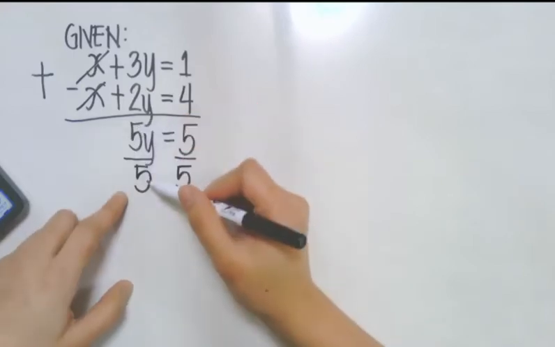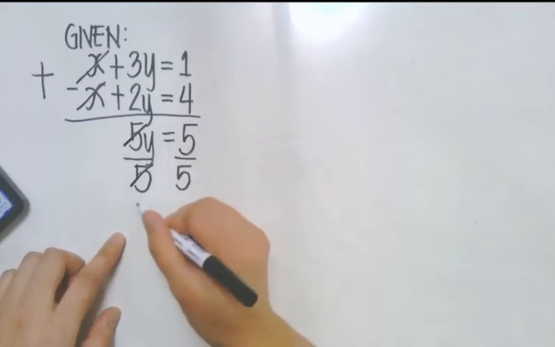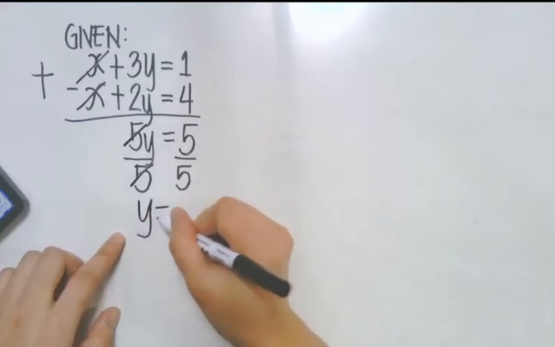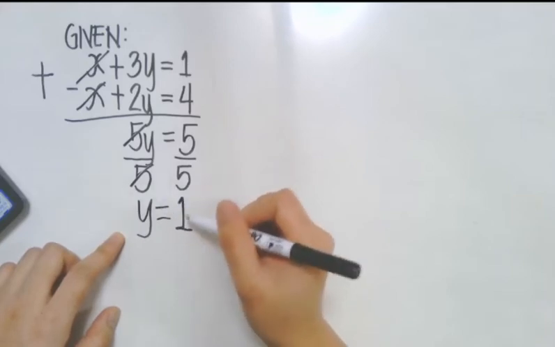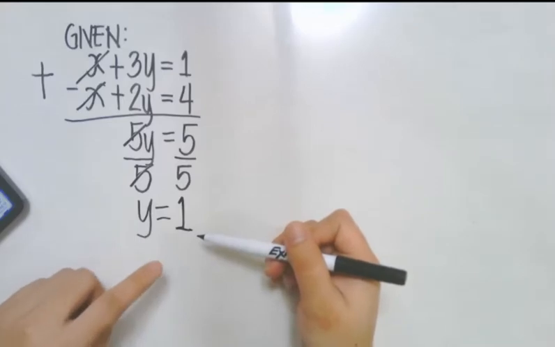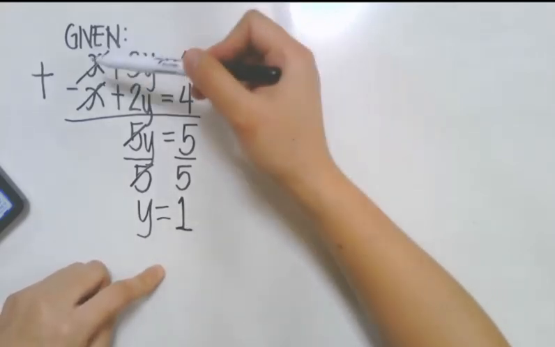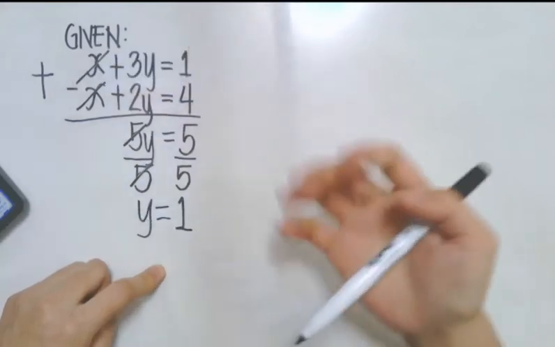5 divided by 5 is equal to 1. We don't need to write that anymore. We just write y is equal to 5 divided by 5 is equal to 1. And now you have your y value, which is equal to 1. Now we need to identify the value of the other variable. To do that, we go to step 4.